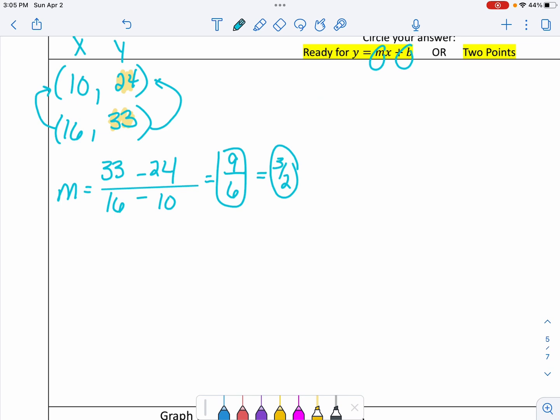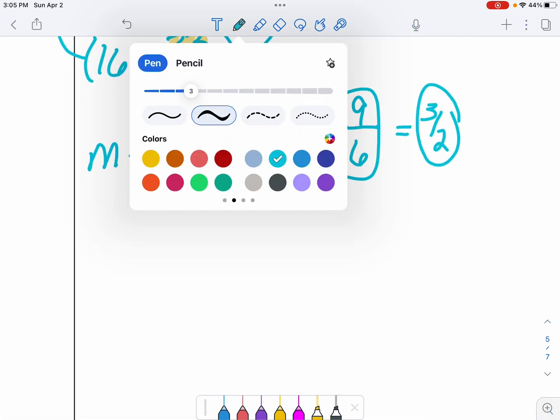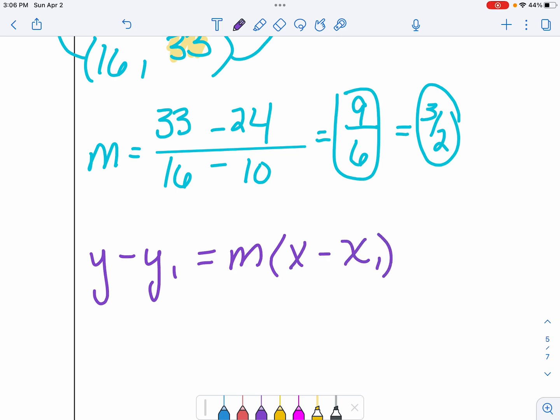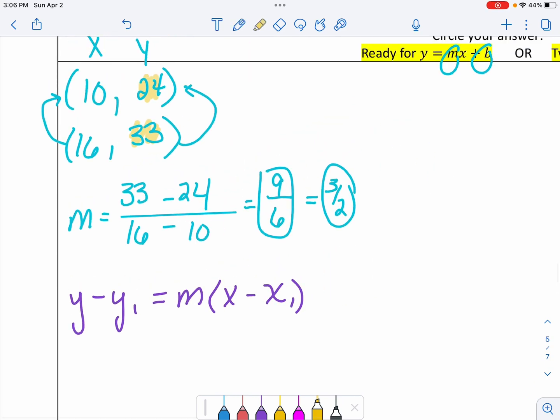Now, from there, I'll give you the hint because it's been a while. Do you remember point slope form? Point slope? No. y minus y1, and you can use y2 if you want, equals m times x minus x1. Okay. Now, can you tell me what point you want to use? It does not matter. Just pick one of those points. Okay, so that one, 10, 24. Sure, we're going to use that point.